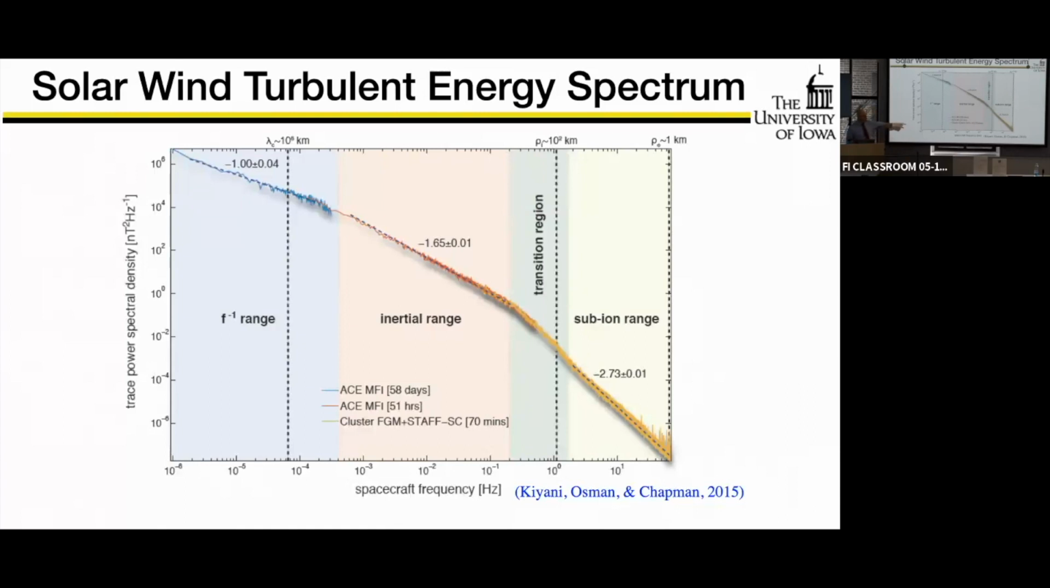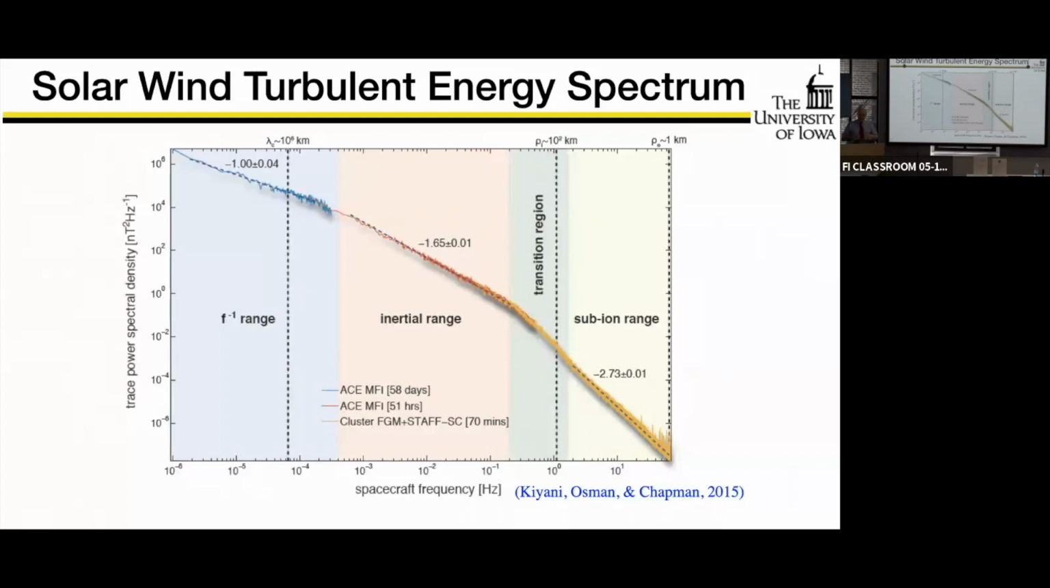It extends over 7 orders of magnitude, and there are a number of interesting features here. We have several breaks. At the very lowest frequencies you have an f to the -1 spectrum, then a break, and it steepens to approximately f to the -5/3. This we interpret as the turbulent inertial range, and I will explain more what that means as we go forward. Then it breaks again at a few tenths of a hertz and gets even steeper, with an f to the -2.7 or 2.8 spectrum.